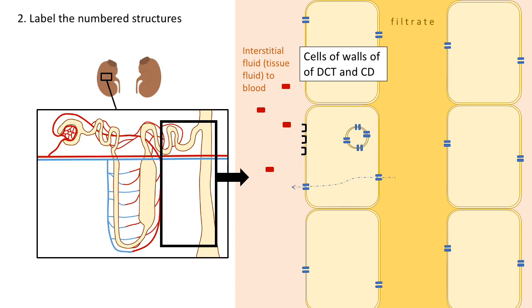So if we zoom in and look at the cells of the walls of those structures, what I'd like you to do is label the numbered structures. The numbered structures are 1, 2, 3, and 4. So what are they? Pause the video and do that.